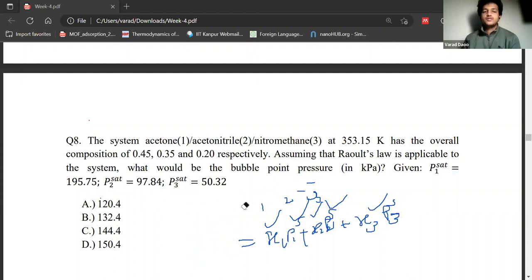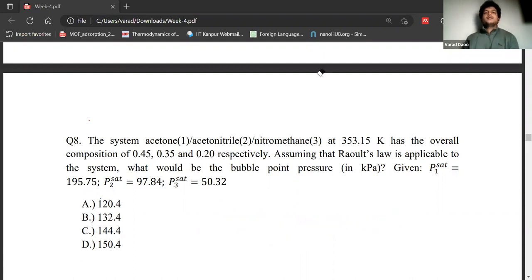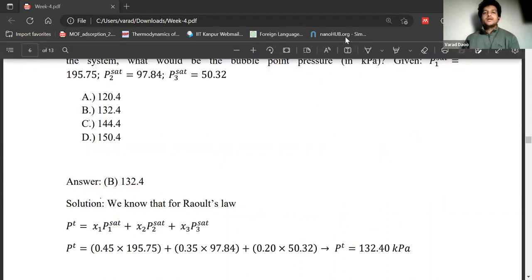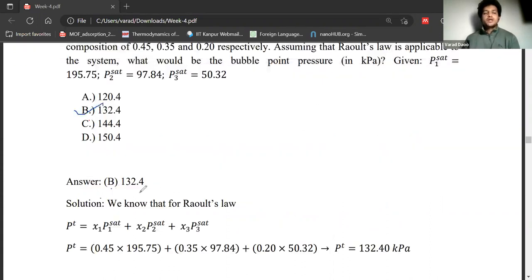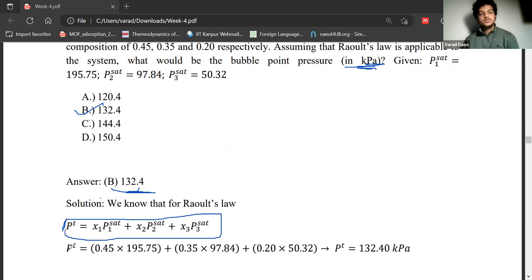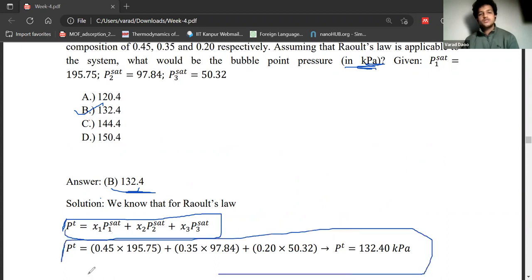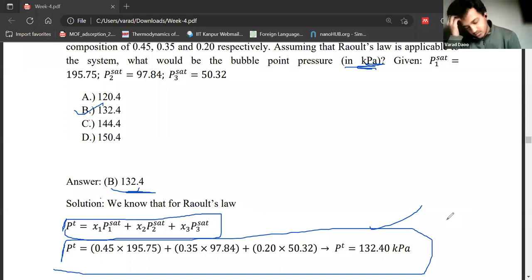Let me just erase it out and give you the answer. The correct answer is option B, 132.4. The answer is in kilopascal. Like I said, PT is nothing but this. You just substitute the values and you get the final answer. Very straightforward and easy, if only you know what Raoult's law is. Correct answer is option B. Anybody got it?